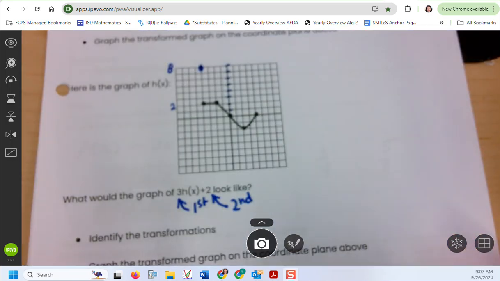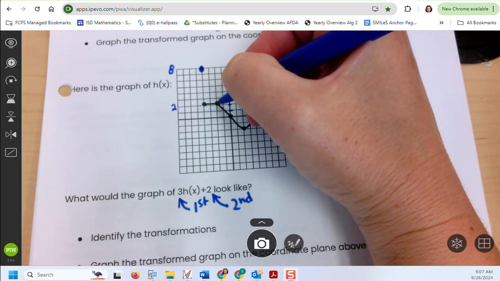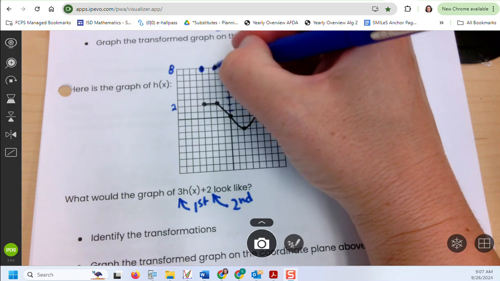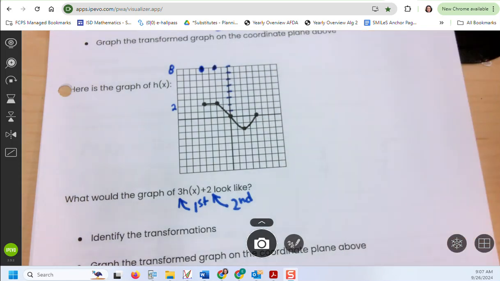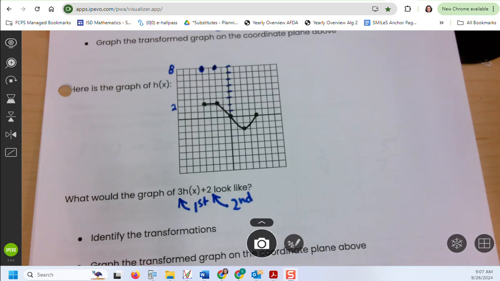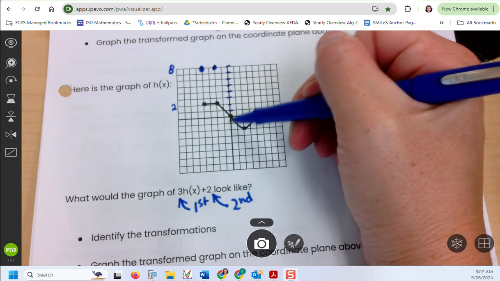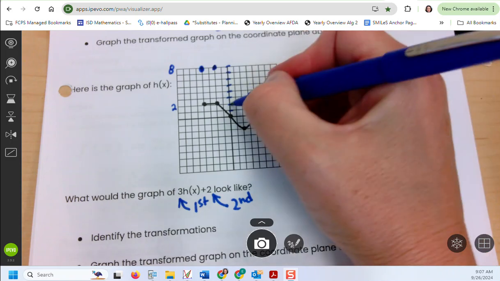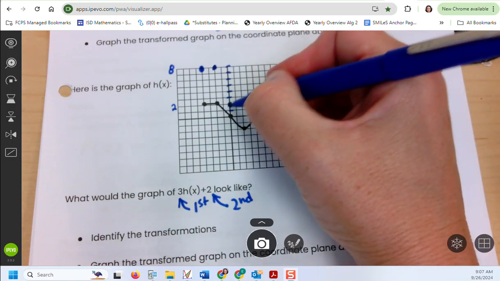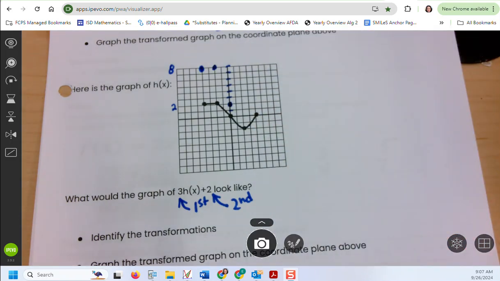Okay? This point is going to do the same thing because the y value is 2, so it's going to go up to 8. I'm going to do one more with you, and then you guys are going to do the last 2. What's the y value of this point? 0. 0 times 3 is still 0, and then I add 2, and I get 2. Okay? So take the y value of the point, multiply it by 3, and then add 2. All right, let's see how you did.